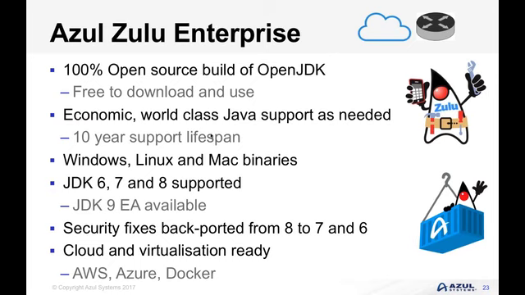As I say, we provide the standard set of binaries there. So we have a Windows version, we have a Linux version, and we have a Mac version. We also support older versions of Java. So we go back to JDK 6, we have JDK 7, and we have the current JDK 8. Because JDK 9 will be out literally in 2 weeks' time, we have JDK 9 early access available. And what we do is we take the security fixes that we get for JDK 8 and we backport those to 7 and 6.